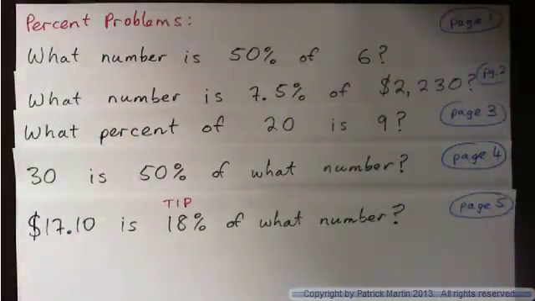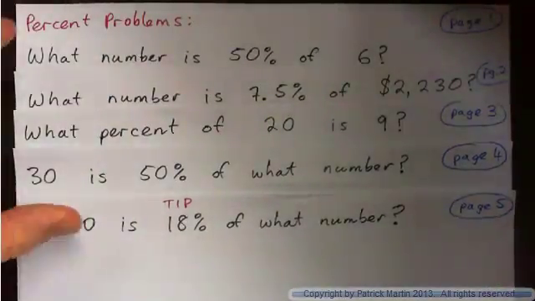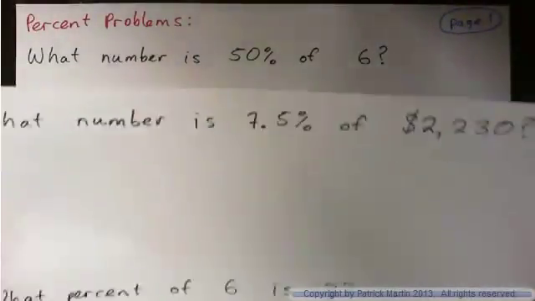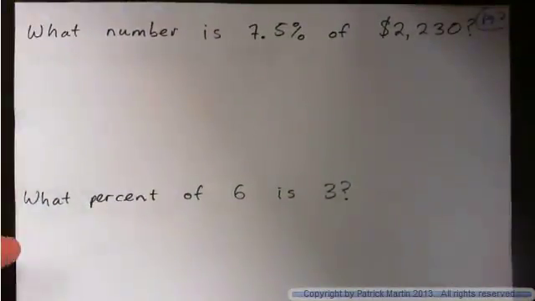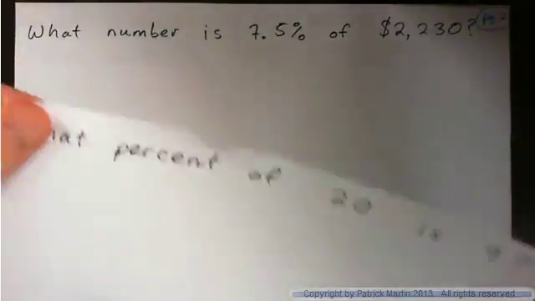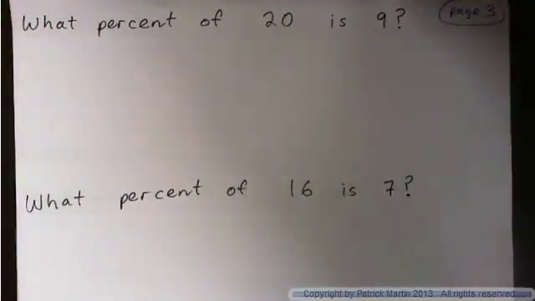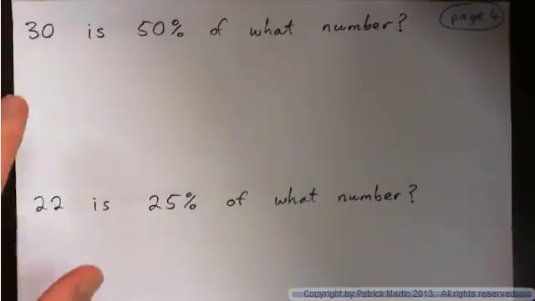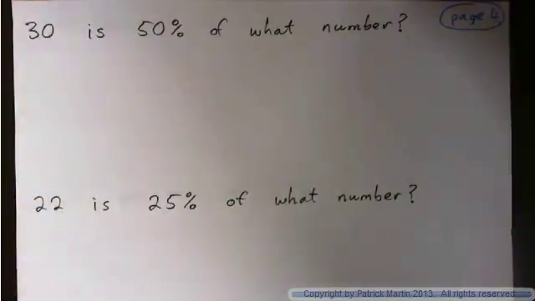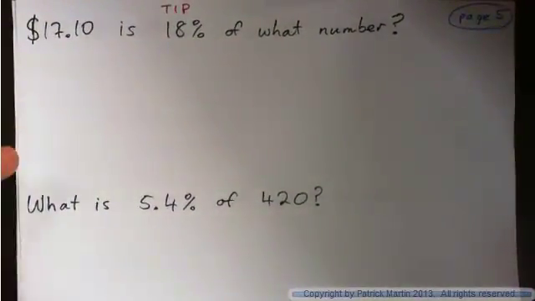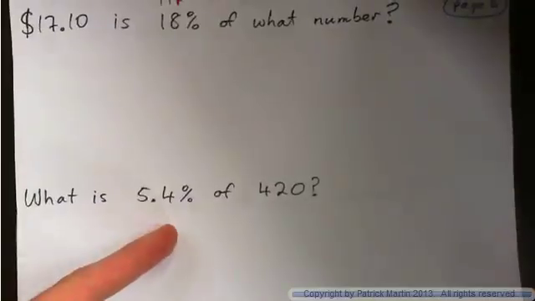In this video we're going to look at percent problems. We'll do 5 pages. Here's page 1: what number is a percentage of something? At the end of page 2 we start with what percent of 6 is 3, and what percent of something is something. By page 4 we're looking at 30 is 50% of what number, 22 is 25% of what number, and so on. And then we'll end up with what is 5.4% of that.